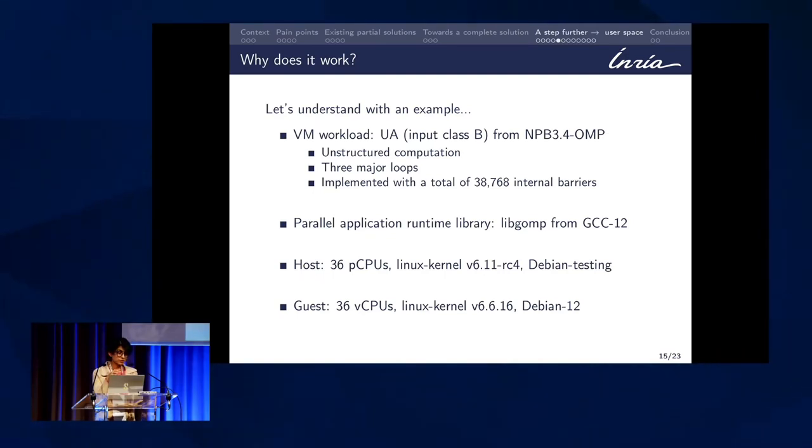And then for OpenMP, we are using libgomp with the GCC 12 release branch. I have a host that has 36 pCPUs. It's a single socket machine, so we can ignore the NUMA effects. It is running the 6.11 RC4 kernel with Debian testing. I have a guest that I've configured with a stable kernel. I'm a bit behind on the latest release, 6.6.16. But again, we have 36 vCPUs. So in an ideal world, where there is no oversubscription, no overload, everything is fine. 36 vCPUs running on 36 pCPUs, and all of the vCPUs should be able to run.